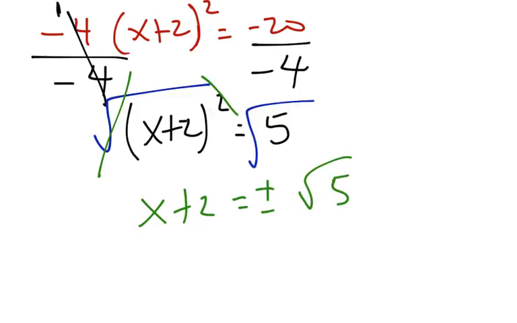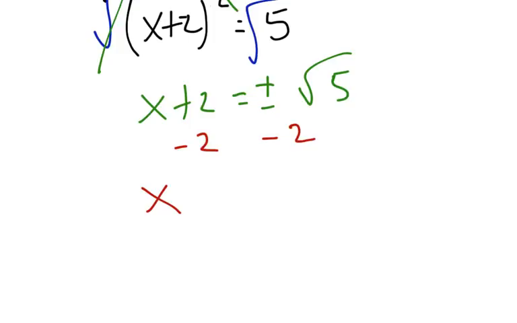Now, square root of 5. Can I take something out of it? No, because that 5 is a prime number, and there's only one number, so I'm not taking anything out of it. That means I have to keep going and isolate my x. To isolate my x, I need to cancel that positive 2. How? This positive 2, do I do the opposite? Minus 2 on both sides.